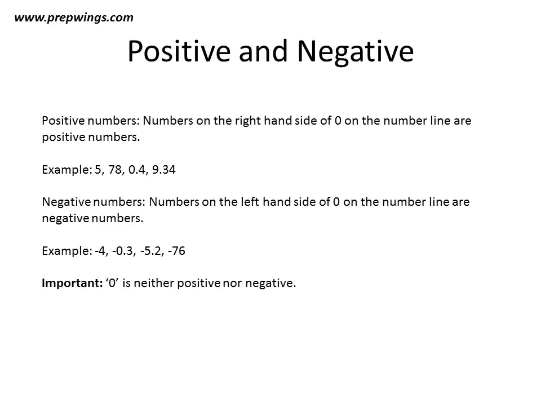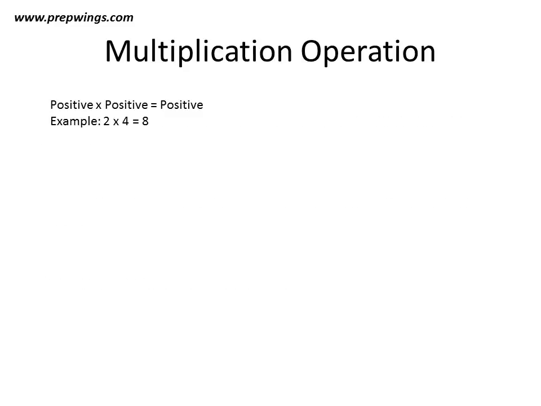An important point to note over here is about 0. 0 is neither positive nor negative. Okay guys, just keep it in mind. Now we look at the multiplication operation on positive and negative numbers. First of all, we see what happens when two positive numbers get multiplied. The result that we get is a positive number. An example is 2 into 4 is 8. 2 and 4 are positive numbers and 8 is also a positive number.